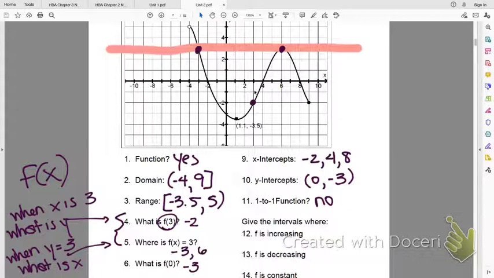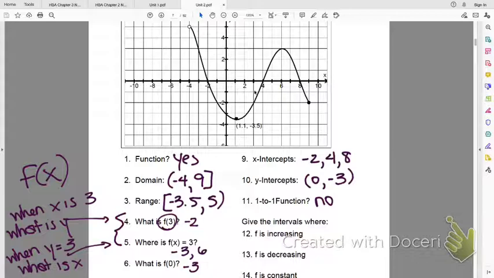Okay? Let us talk just increasing, decreasing, constant real quick. So increasing, decreasing, and constant, we're going to write in intervals, just like the domain. So the only thing that uses y values for the intervals is the range. Everything else uses x values. I'm going to erase what I have on my graph here so we can just look at a clean graph. Increasing is where the graph is going up from left to right.